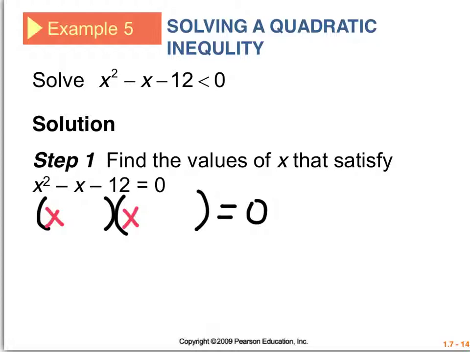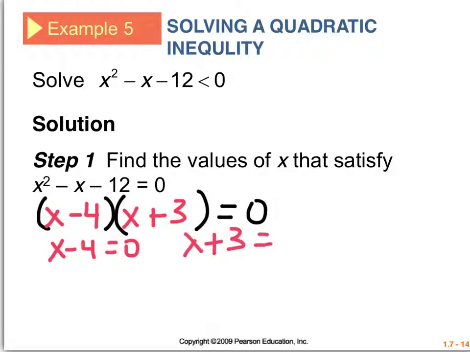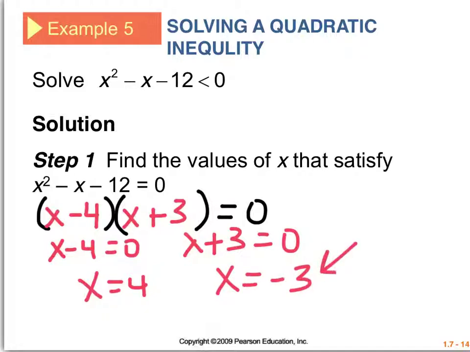And I can do that with negative 4 and positive 3. And so I would solve each of these for x. X minus 4 equals 0. X plus 3 equals 0. And so I have x equals 4 and x equals negative 3. And so what these become are my kind of boundaries on my number line.